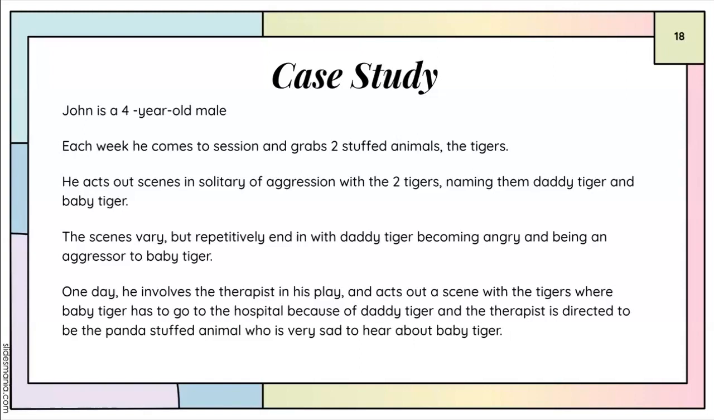hear about Baby Tiger. And so I'll give you a couple minutes with this to think about: what is the theme that's being shown throughout this play? What might the toy selection mean or influence the theme? And what indicators are you noticing within this progression throughout this case study?